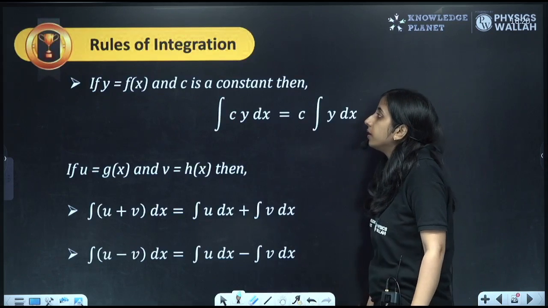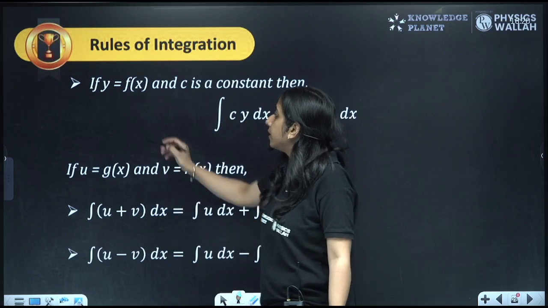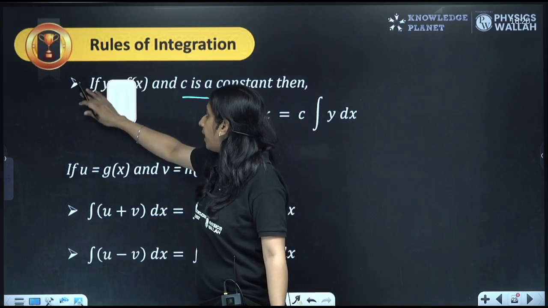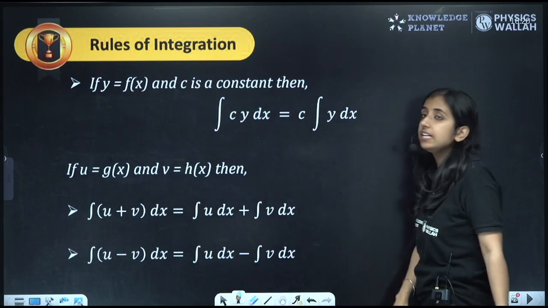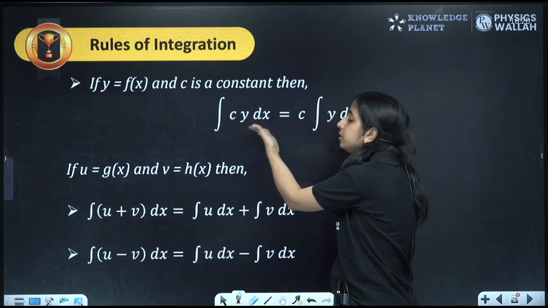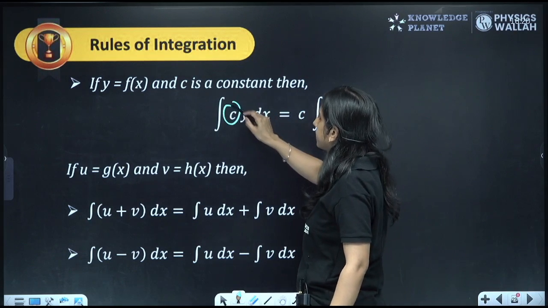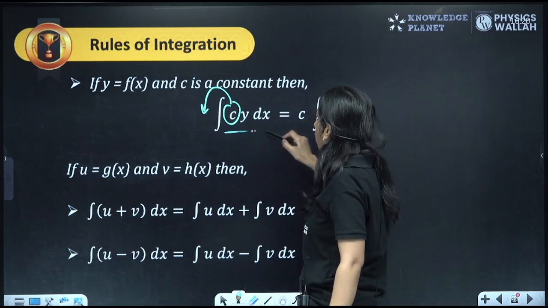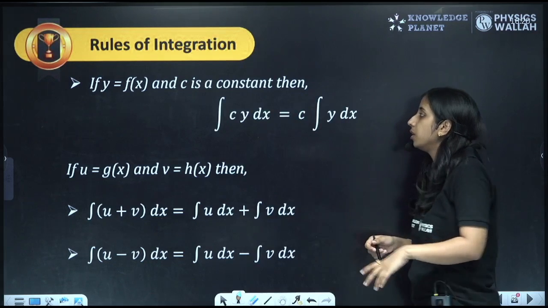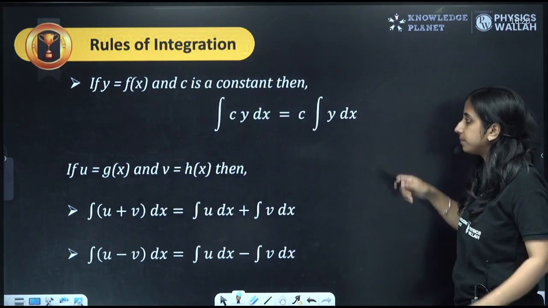Now there are rules of integration as well, just like differentiation. If y is a function of x and c is a constant, and we want to find the integration of c times y, then this constant will come out of the integral, and only the integration of y with respect to x will be left. So this will become c times the integration of y dx.